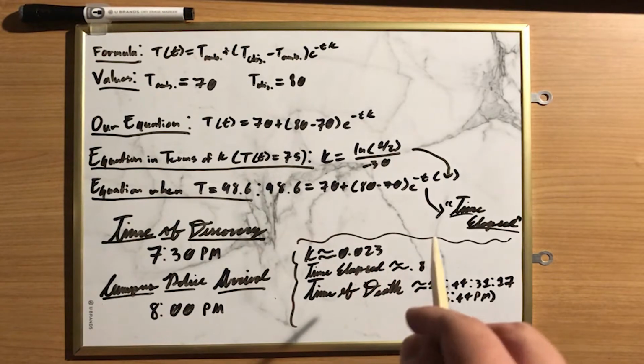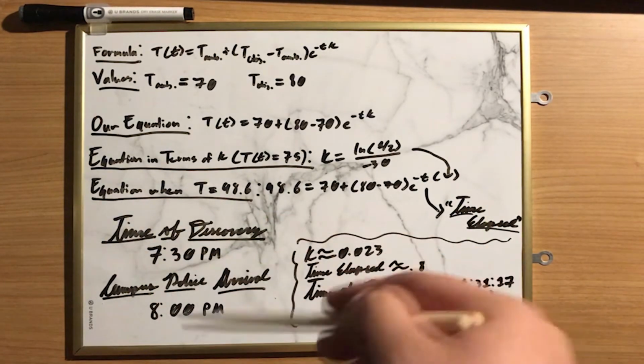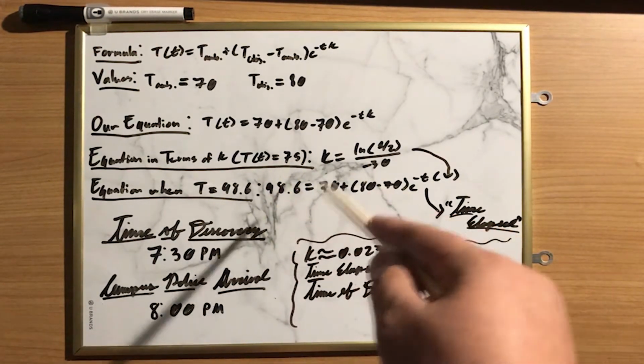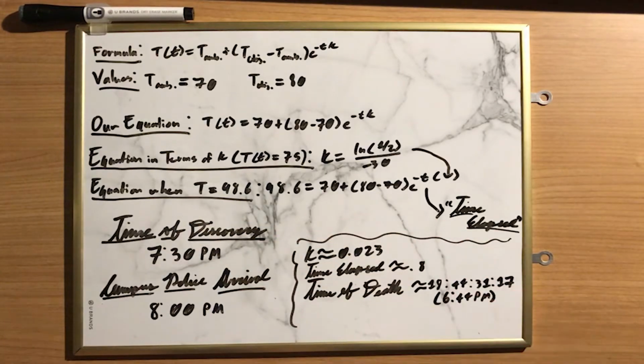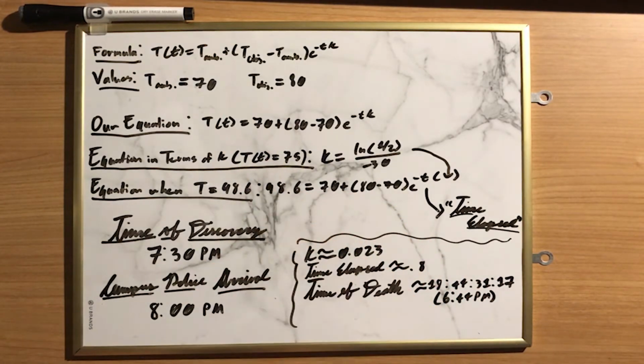That was simply done by taking our time elapsed and subtracting it from the time of discovery of the body, and the initial temperature of the body used in conjunction with our equation was able to give us the time of death. Of course, we have the time that the campus police arrived at 8 p.m., which again should be noted is the same time that the body temperature was 75 degrees.